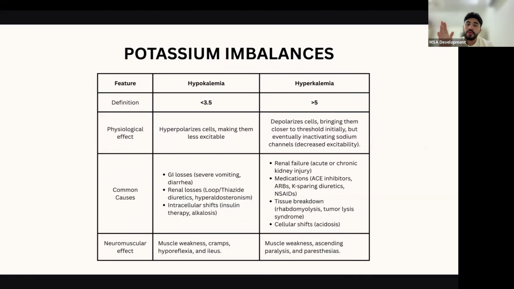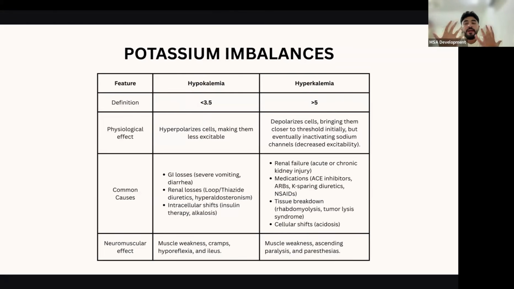So now let's talk about potassium imbalances. Now, potassium imbalances, we have hypokalemia and hyperkalemia. The management of these imbalances is extremely high yield, and we're going to cover them, inshallah. So let's start with hypokalemia. When I say a patient is hypokalemic, I mean to say that they have potassium levels less than 3.5.